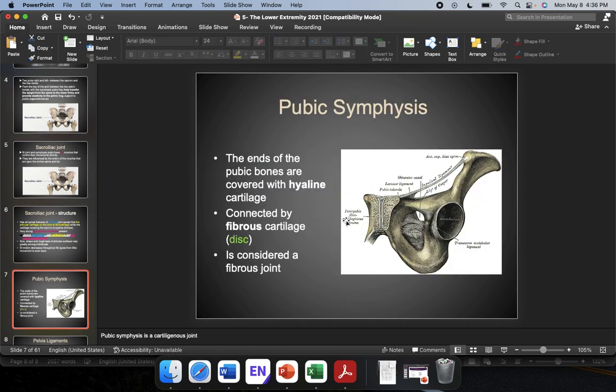Moving now anteriorly into the pubic symphysis, this is going to be a fibrous joint connection between the two os coxa, hence the name pubic symphysis. The ends of these bones are covered with hyaline cartilage and considered a true fibrous joint.